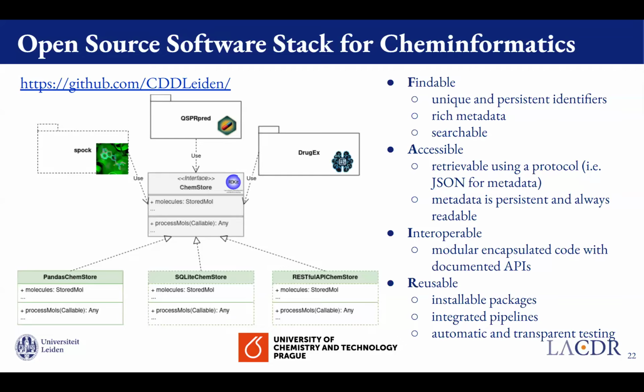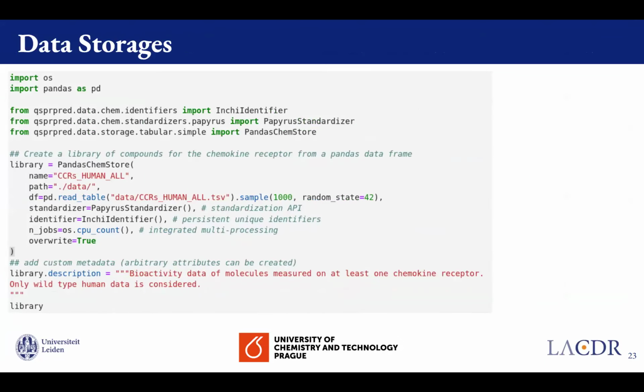So I will show you some examples here. So this is how the storage works. You basically initialize it. Here it's a pandas data frame. You can basically give it some metadata. We also, it was already said here that parallelization of some tasks is important.